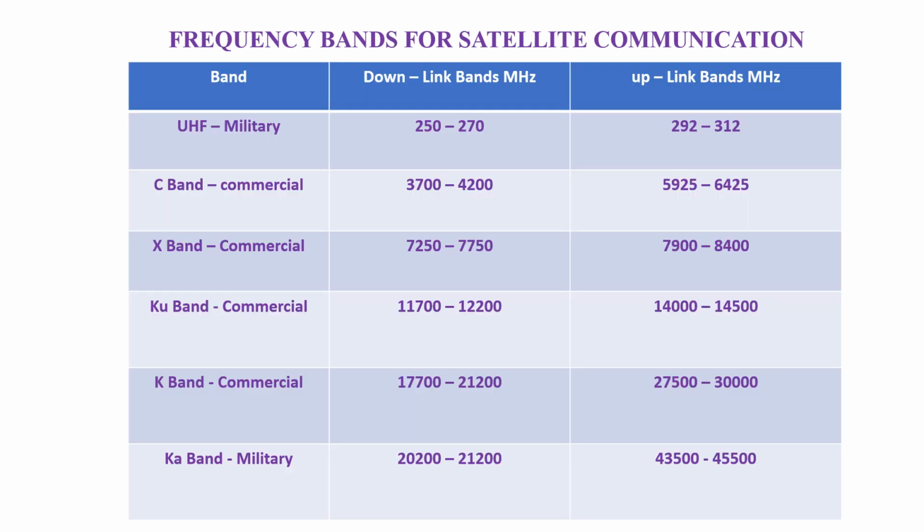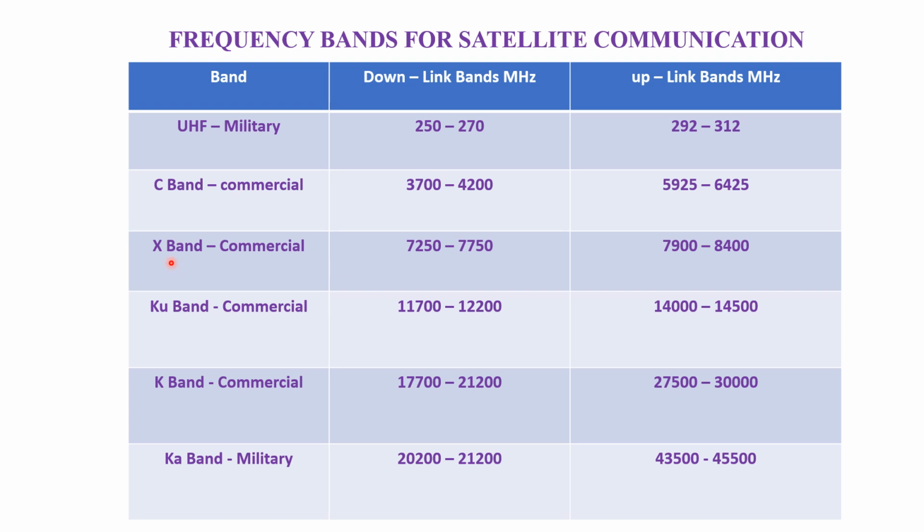So this table represents the frequency bands allocated for satellite communication, and these are the bands which are being allocated, and this is the downlink frequency and this is the uplink frequency. Here for UHF, that is ultra high frequency for military purposes, the range is between 250 to 270 megahertz, whereas for the uplink it is 290 to 312 megahertz. For C band commercial, it is from 3,700 to 4,200 for downlink and 5,925 to 6,425 for uplink.